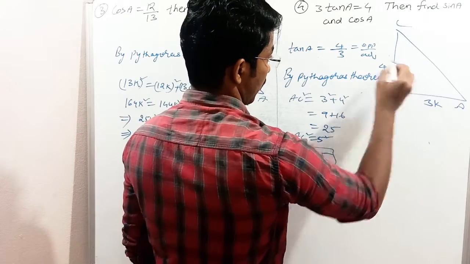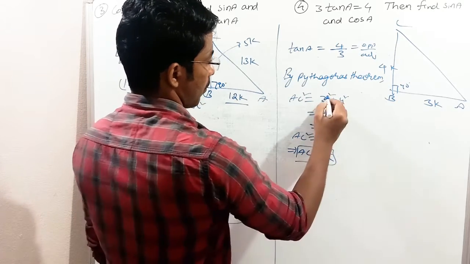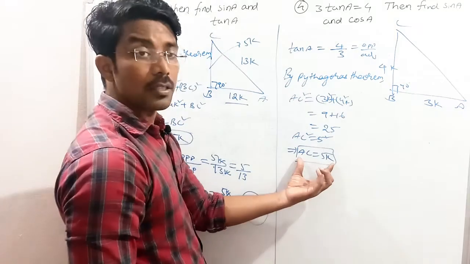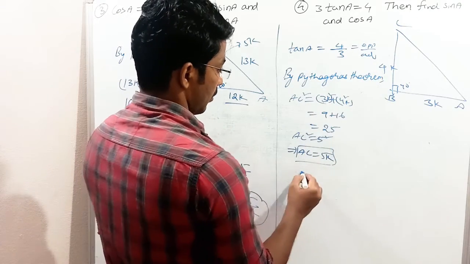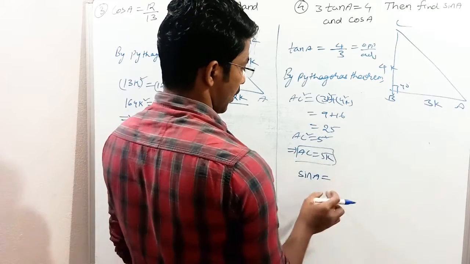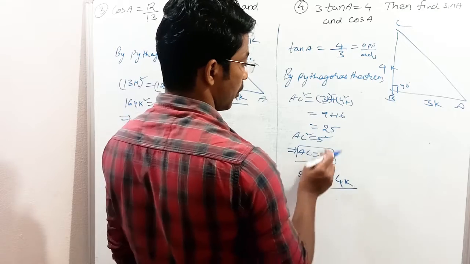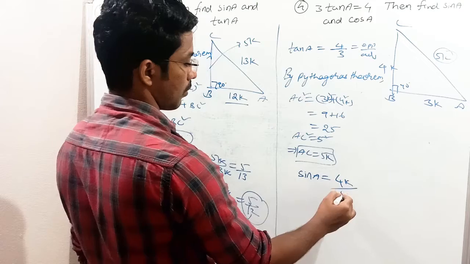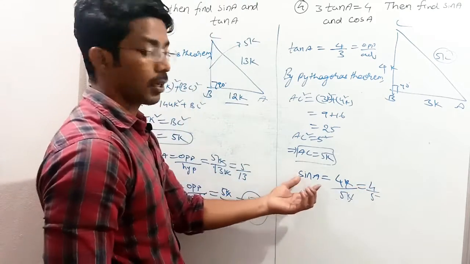We need to take 4k and 3k as it is ratio, so we get here 5k. Now if you observe here, as AC is 5k, sin A value is opposite by hypotenuse. What is opposite? 4k, and hypotenuse is 5k. So we found out from Pythagoras theorem as 5k. So k gets cancelled and 4 by 5 is the trigonometric ratio sin A.